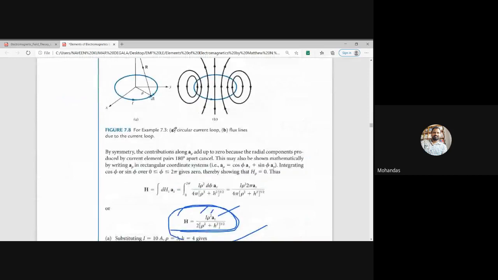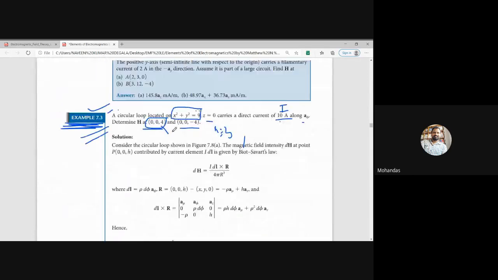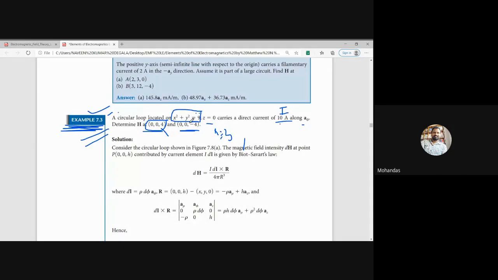And what is the second problem here? What is the field point in the second problem? (0, 0, -4). Now what is the Z value in this case? -4. That's it. Very simple problem. Solve this problem as homework. Okay, now I stop here. If anybody has any doubts, they can ask. Otherwise, you may leave the class.